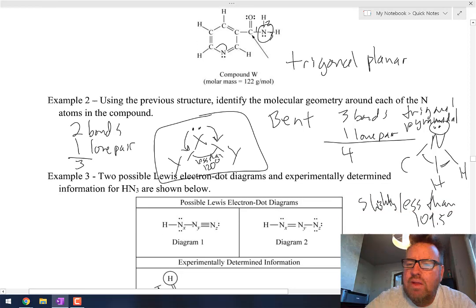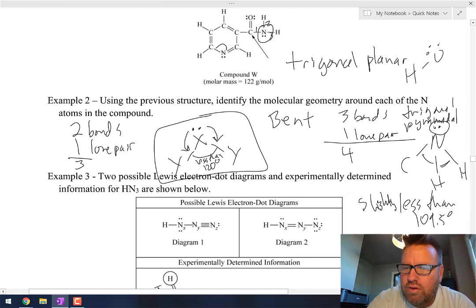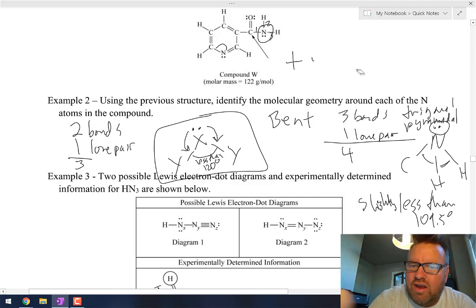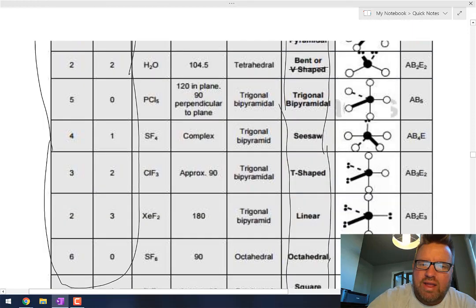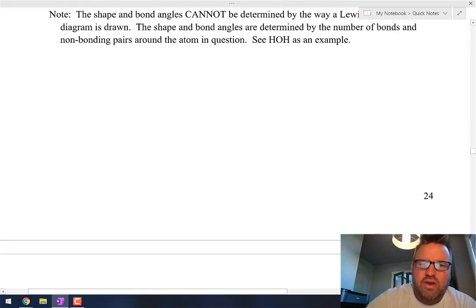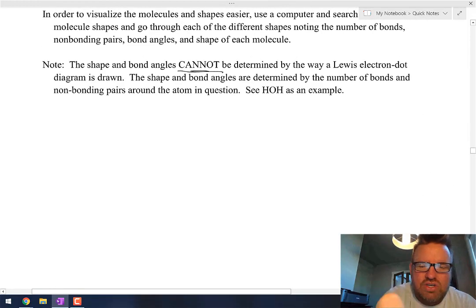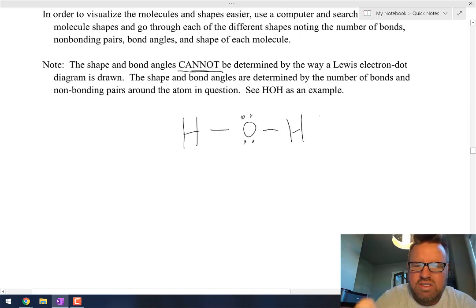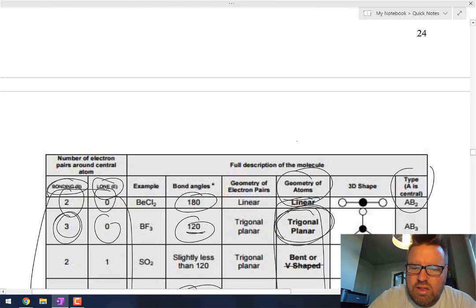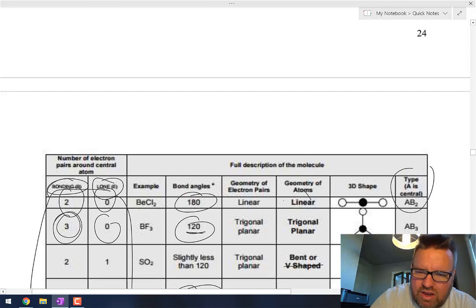Now let's compare that real quickly with, let's say, water. Water looks like this. And one thing you have to be really, really careful with, I made it as a note up here, is you cannot determine the shape of a molecule based on the way that you draw it. By that, I mean, let's draw water. Water looks like this. Oh, it's making a nice straight line. It must be linear shaped.